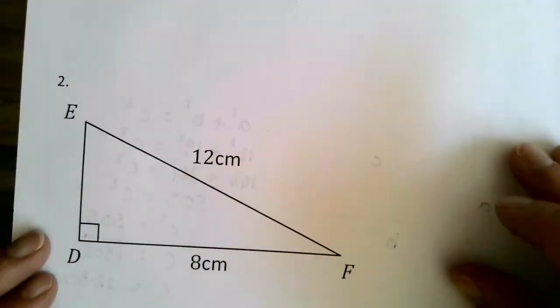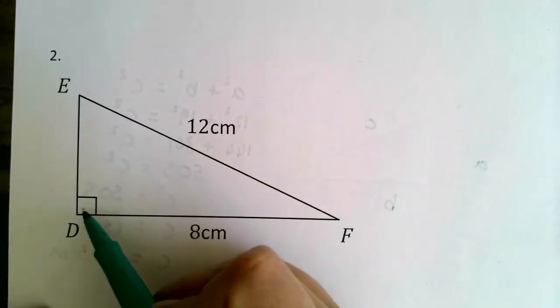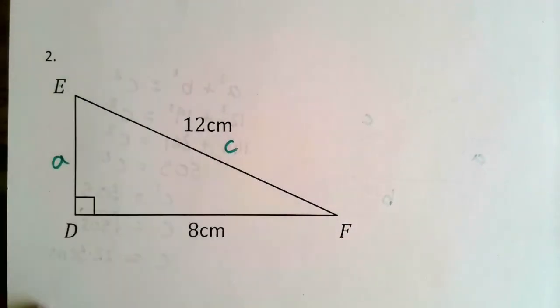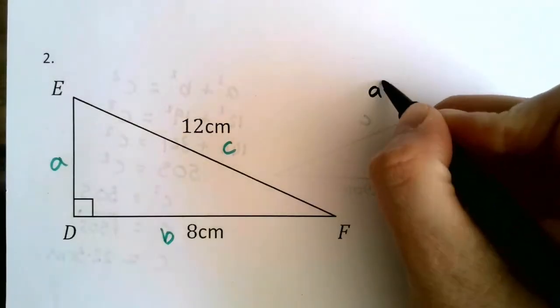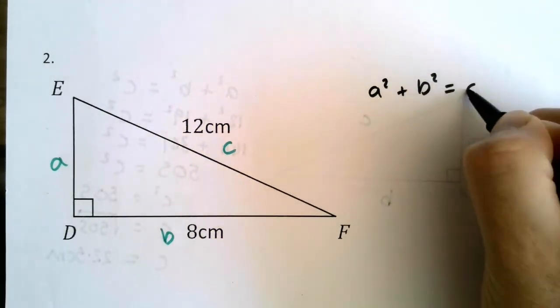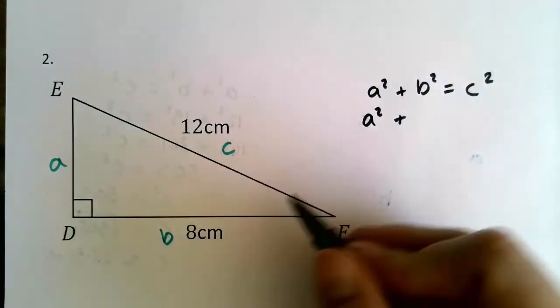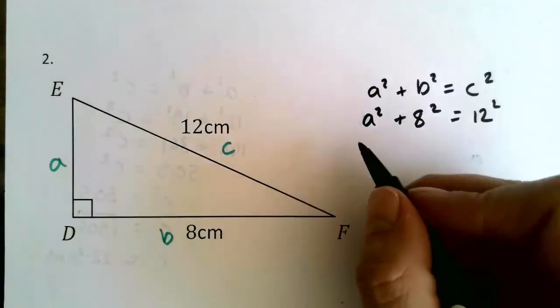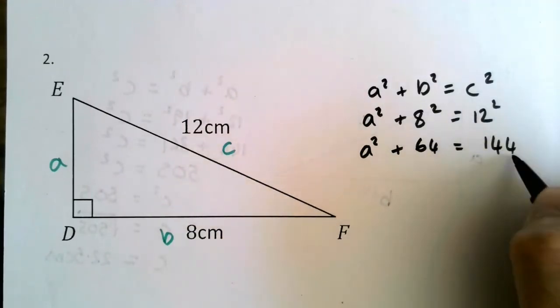Okay, got one more example on this. So same again, first thing we do is label the sides. The one opposite the right angle is the hypotenuse, and it gets called C. We've got the other two, and remember it doesn't really matter what way around we label them, but I like to label the one I don't know A. Then a squared plus b squared equals c squared. A is what we're looking for, b is 8, and c is 12. So a squared plus 64 equals 144.